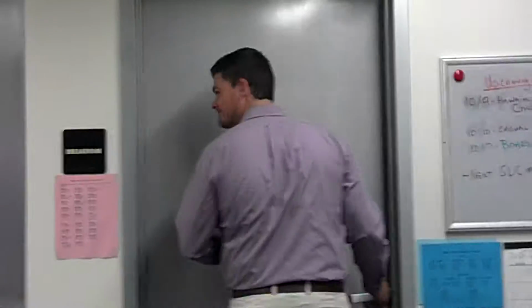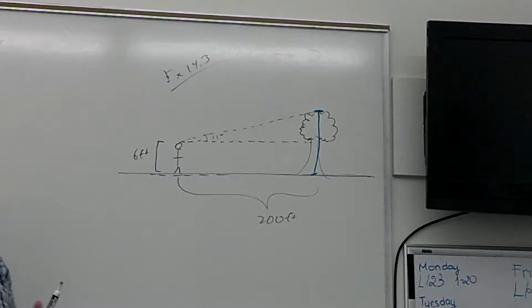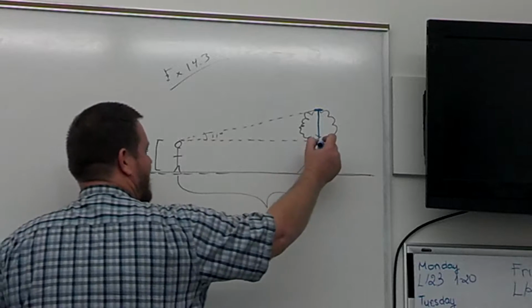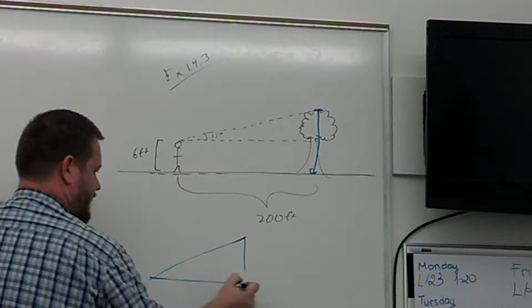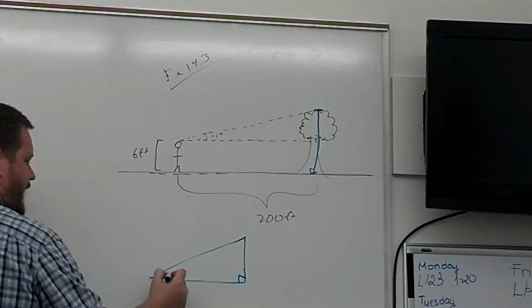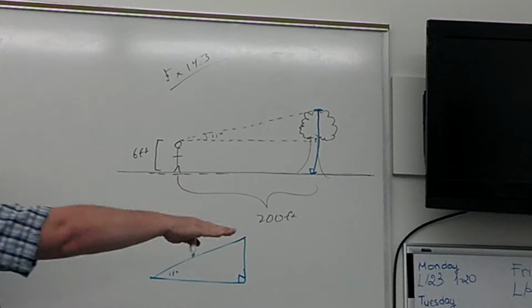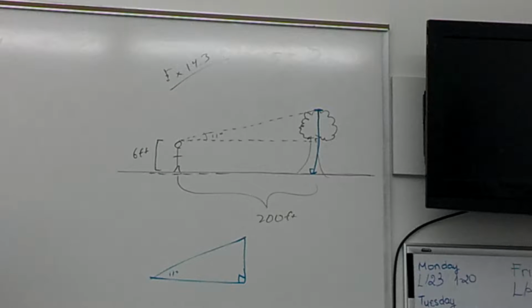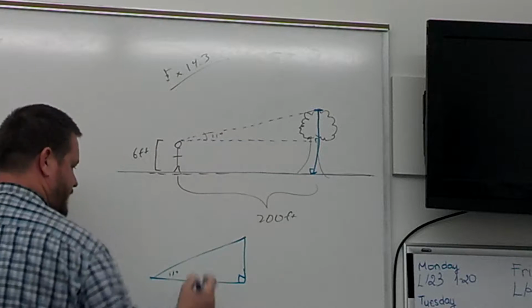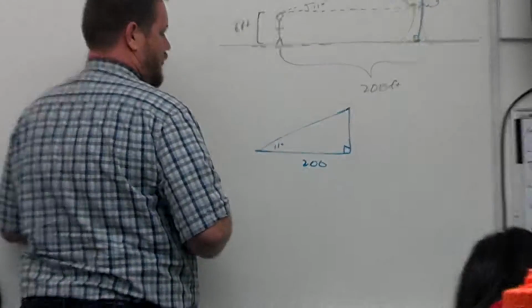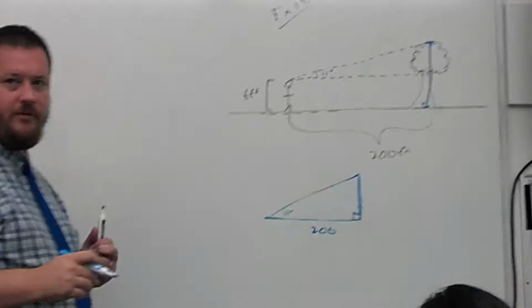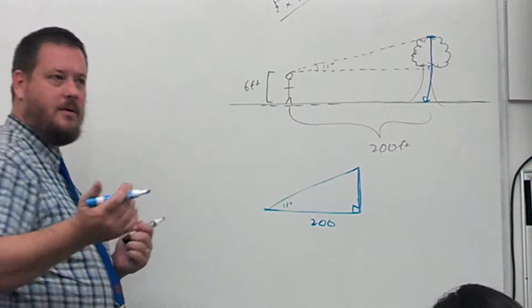All right, since this is trigonometry, what shape do you think I should draw? A triangle. So let's draw our triangle here. We have 11 degrees here because that's the angle of elevation. The distance from here to here is 200 feet. And we are looking for this right here. What letter should I use?